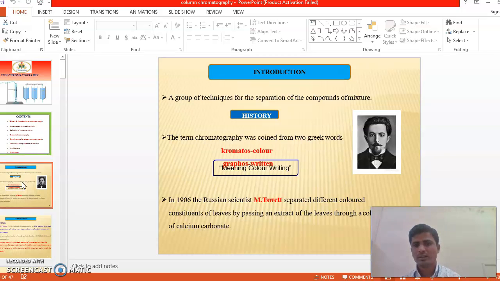So if we go to the history, we can see that Michael Tswett was a scientist who initially worked on the separation of different color fragments, and he separated the different color fragments using column chromatography, using calcium carbonate as the stationary phase. So the term chromatography, in which chromatos means color and graphos means written, means separating different substances by using the different color fragments.